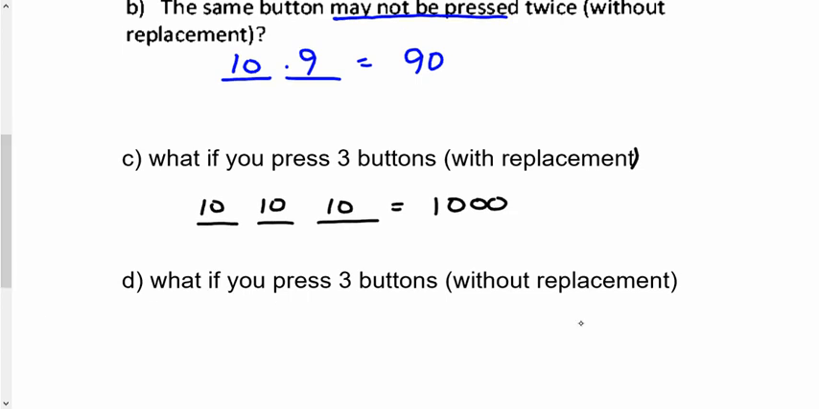And then what if you press the 3 buttons without replacement? Same idea as what we were doing up here. You have 10 choices for the first button press, and once you pick it, you can't pick that button again, so you only get 9 choices on the second one. Then, once you pick that button, you only have 8 choices left. You can see we're removing a choice every single time. So when I multiply these, I like to think like 8 times 9 is 72, times 10 is 720. Look, we get quite a bit fewer channels. We have a lot less channels whenever we do this without replacement.